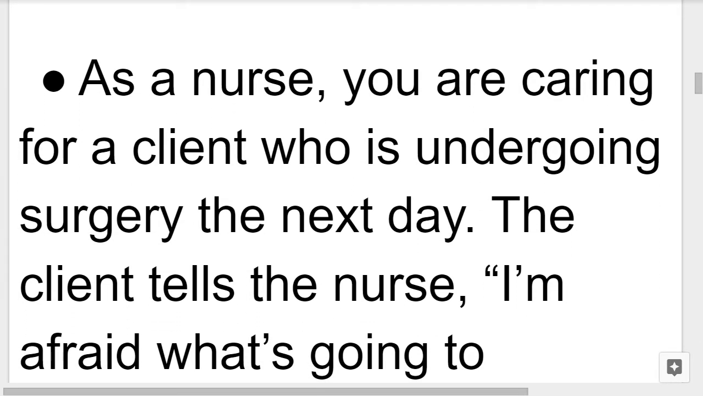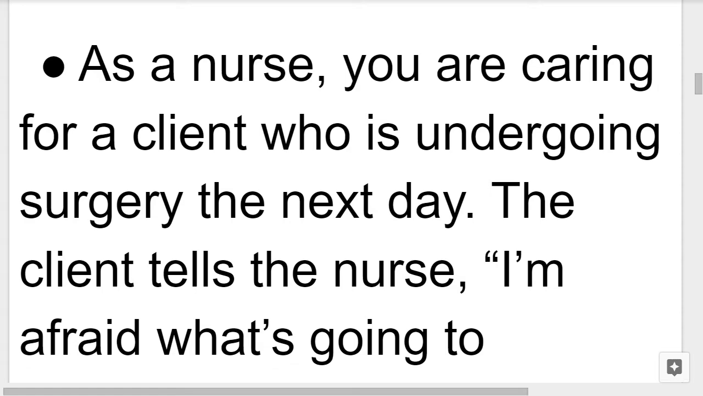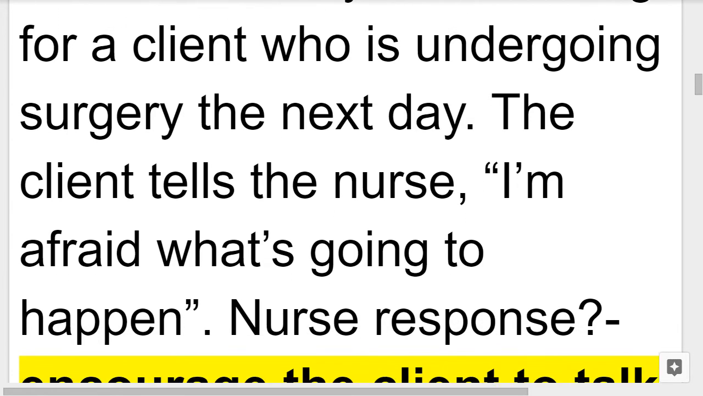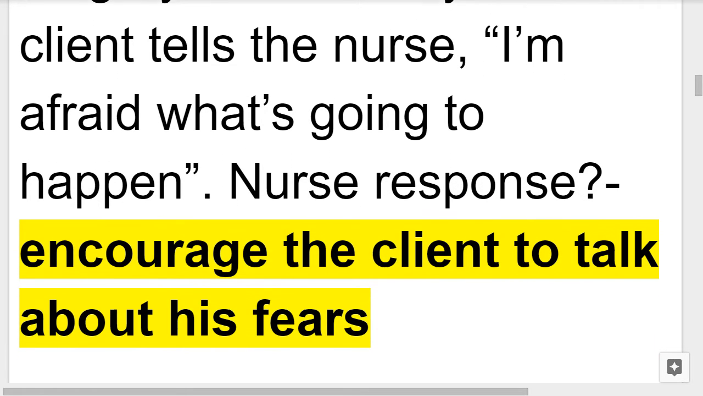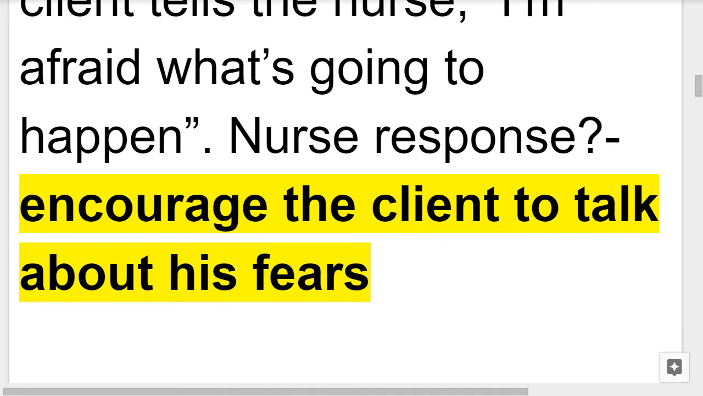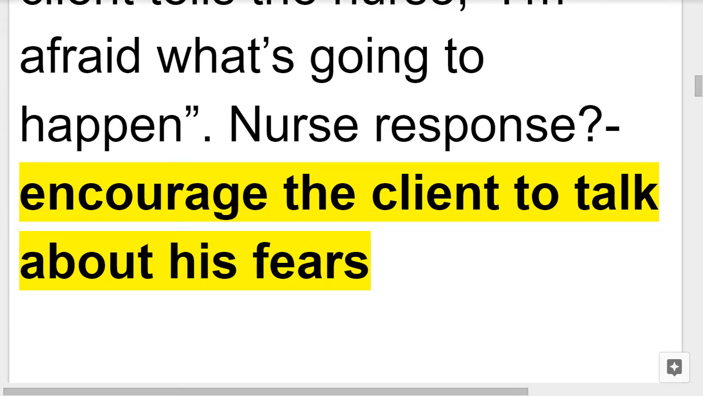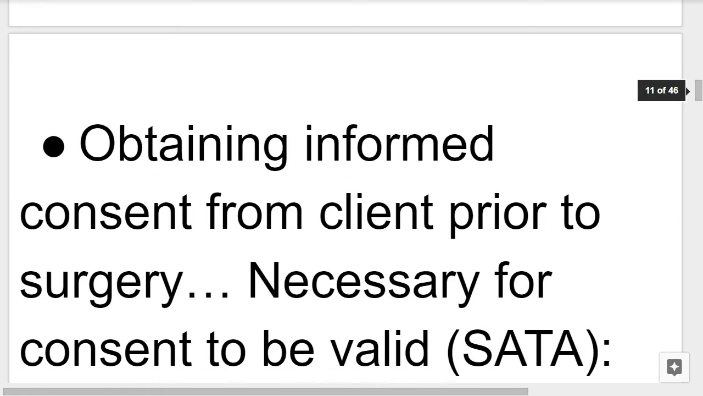As a nurse, you are caring for a client who is undergoing surgery the next day. The client tells the nurse, I'm afraid of what's going to happen. The nurse's response would be, the answer is, encourage the client to talk about his fears.